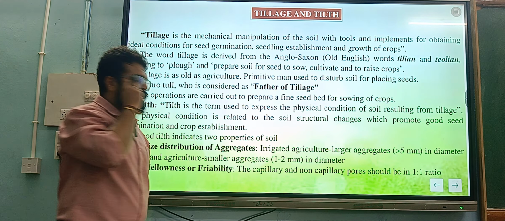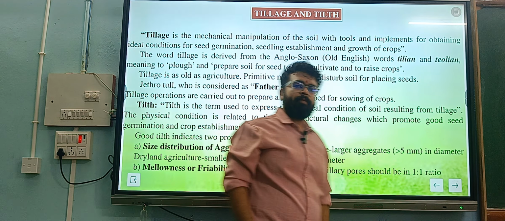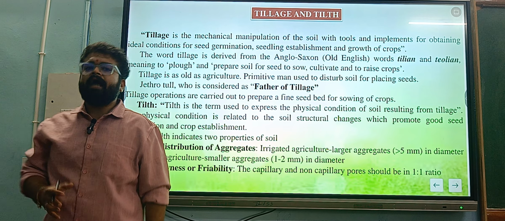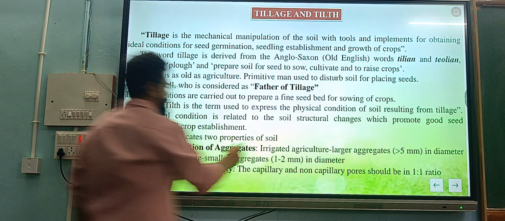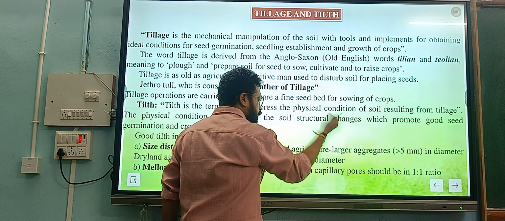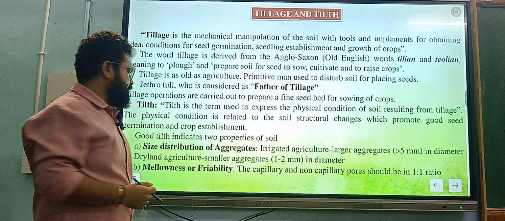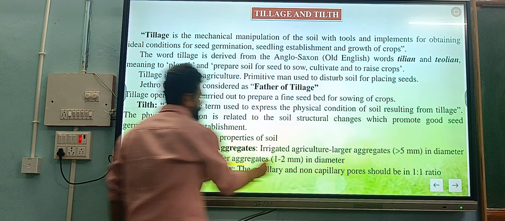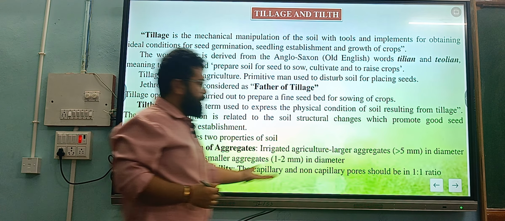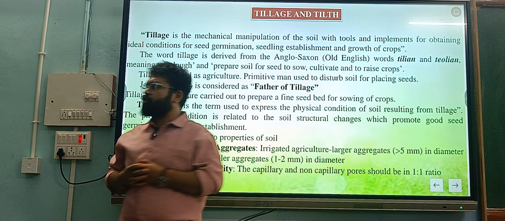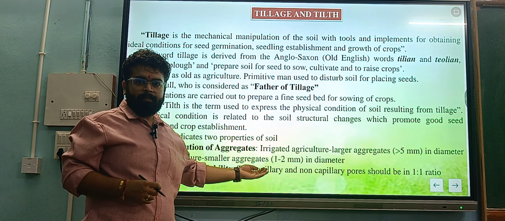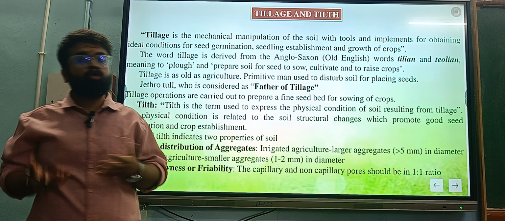The size distribution: under irrigated condition, larger aggregates of more than 5 mm in diameter, under dryland agriculture, smaller aggregates of 1 to 2 mm in diameter is the ideal tilth, we say. Under irrigated condition, the soil clod size or aggregate size should be more than 5 mm in diameter, and in dryland agriculture it should be 1 to 2 mm in diameter. And the friability means the capillary and non-capillary pores should be in equal proportion, that is 1:1. What are capillary pores?